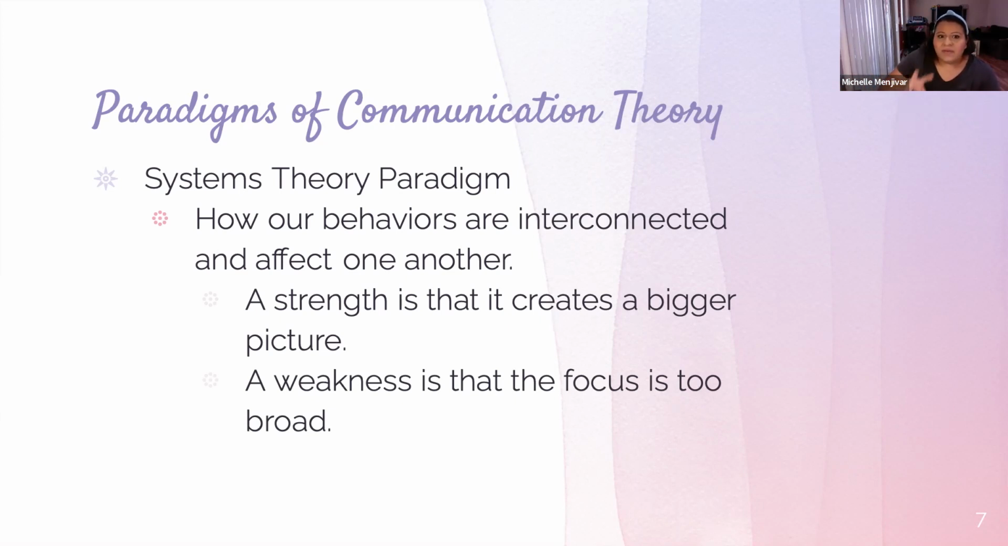Again, the best way to think about the systems theory paradigm is just thinking about global warming and how global warming has no one particular cause that led to it. It has tons.